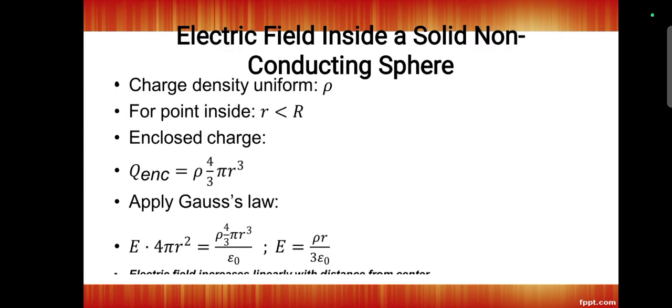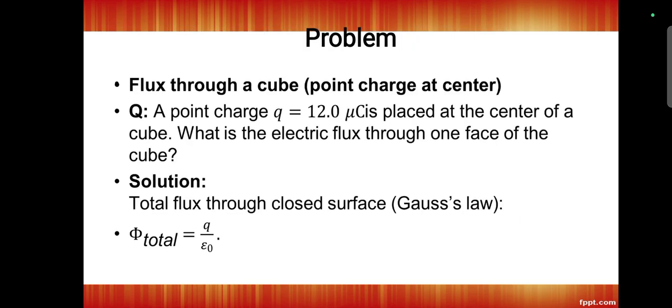Next, the electric field inside a solid non-conducting sphere. Let us consider a uniform charge density rho. For a point inside, r less than R, the enclosed charge Q enclosed is equal to rho into 4 by 3 pi r cubed. Applying Gauss law, E into 4 pi r squared is equal to rho into 4 by 3 pi r cubed divided by epsilon naught, so E is equal to rho r divided by 3 epsilon naught.